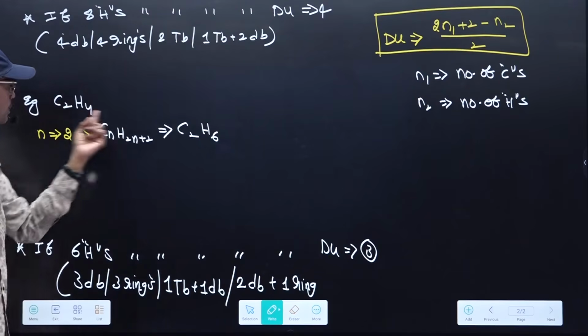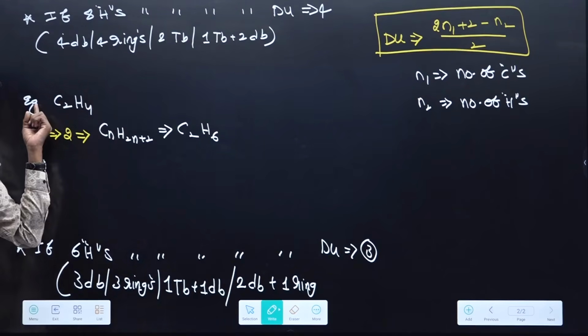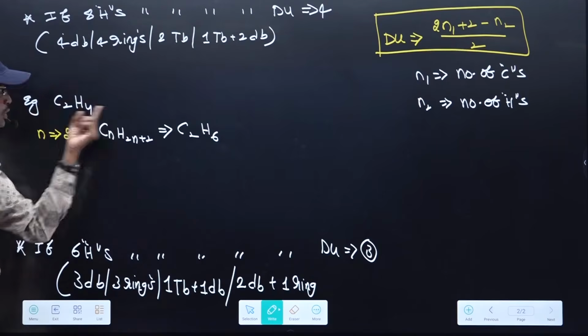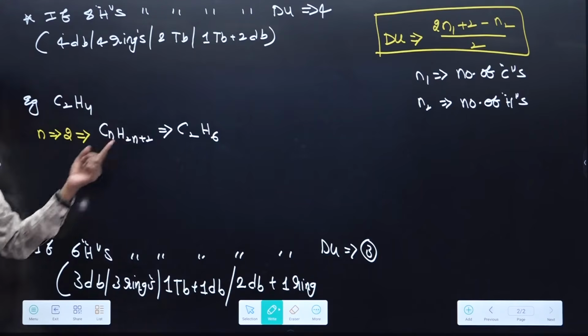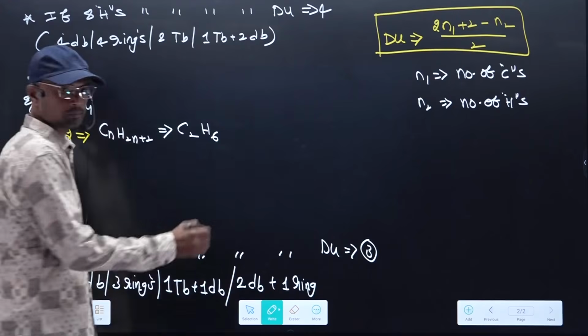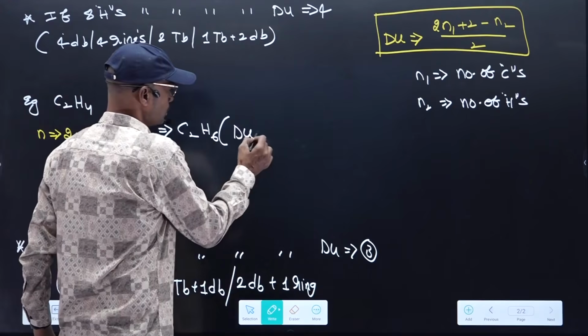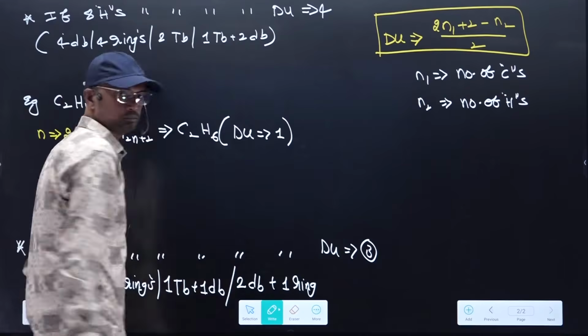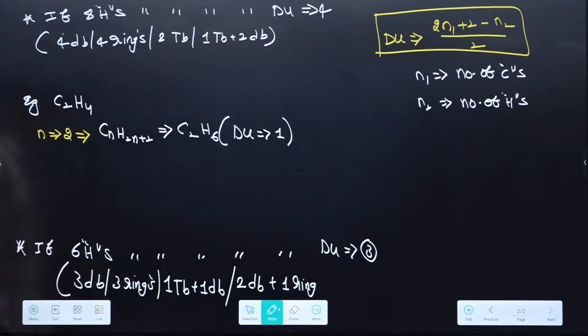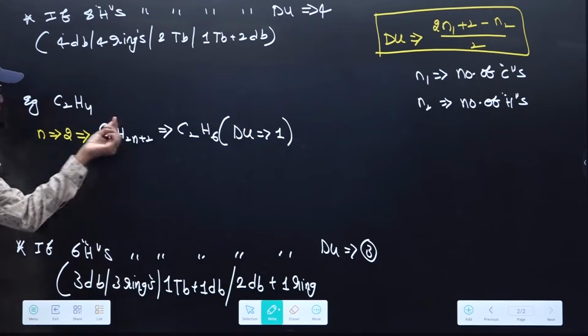See the difference in the number of hydrogens between these two. Between these two, how many hydrogens differ? 2. See the formula. If two hydrogens differ, then what is the DU? DU is equal to 1. See the formula. 1 DU means, how can you write? 1 double bond.